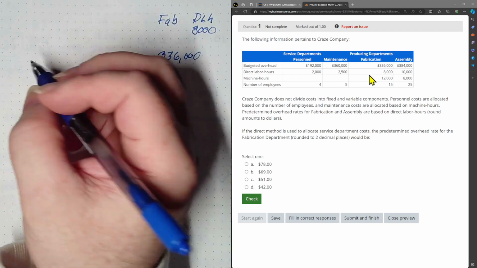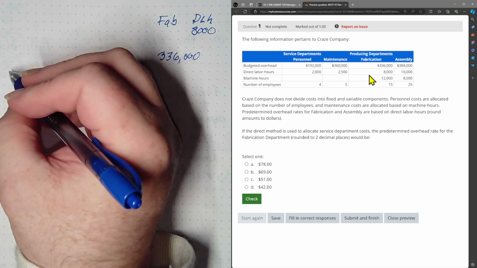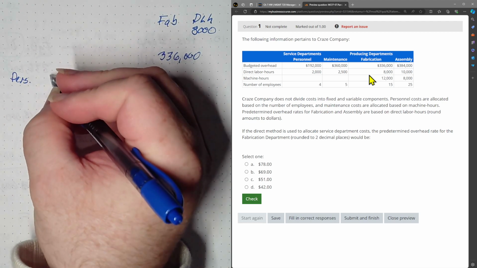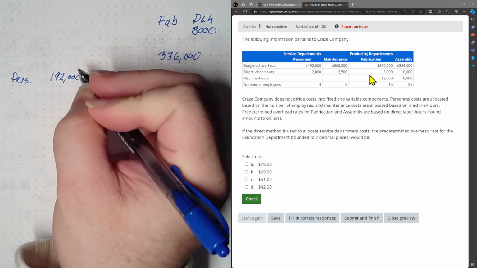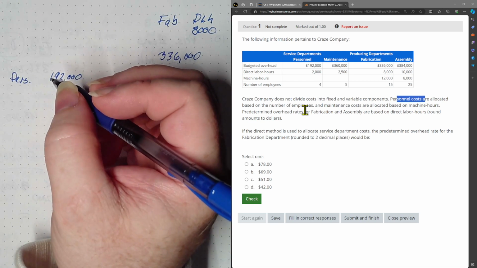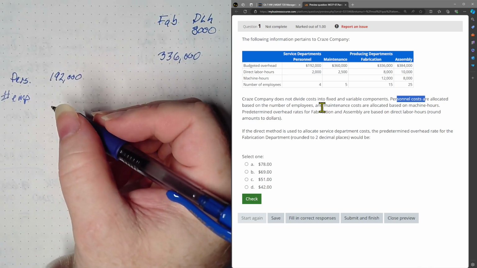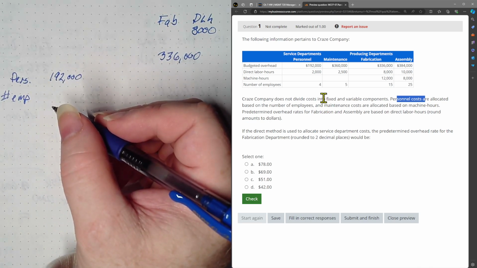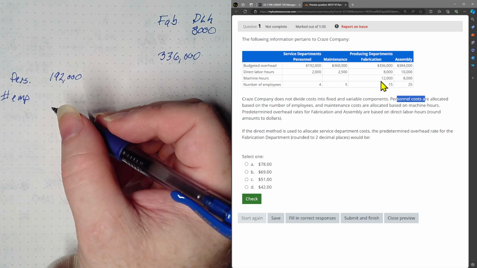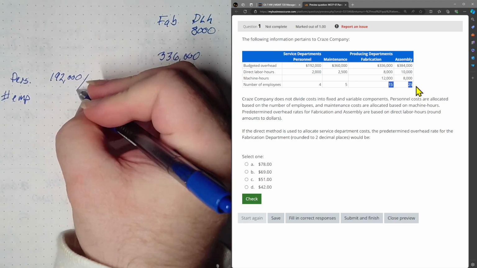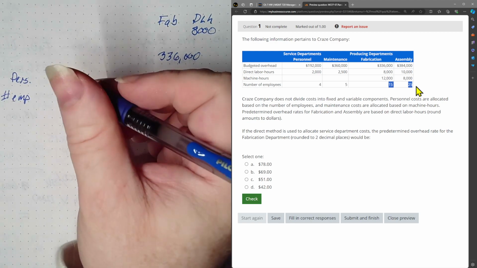So let's take our first department. We have the personnel department, and it has 192,000 in costs. And what is its cost driver? Personnel costs are allocated based upon the number of employees. Now remember, the employees that we look at are only in the departments that it services. So in the direct method, each service department is just servicing the production departments. So we don't look at these 2 numbers, we just look at the 15 and 25 of the production departments. So 15 plus 25 is 40. Divide that out. How much is it per employee?